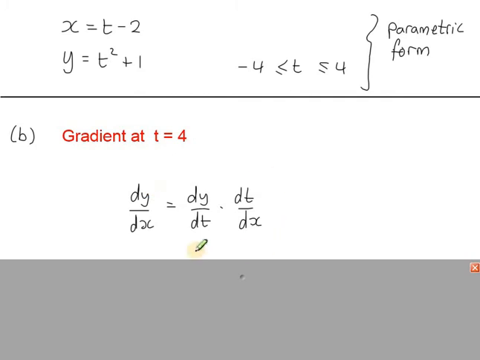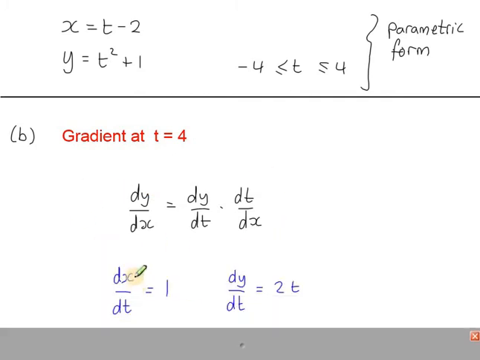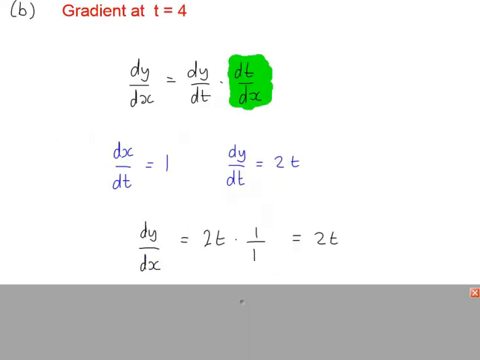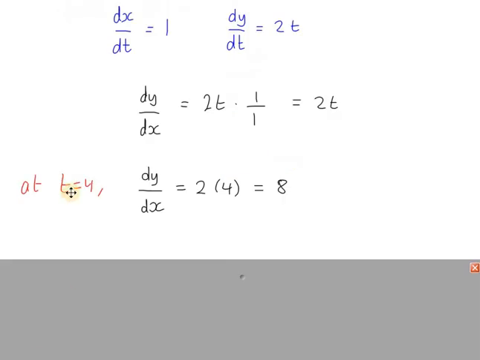So chain rule, dx by dt is 1, if we differentiate this, and dy by dt, if we differentiate this, is 2t. We put them into the chain rule, and be careful with this one, it's not dx by dt, it's dt by dx. So you flip this over and it will give you 1. So dy by dx, when simplified, is just 2t. So to work out the gradient anywhere, we need to know the value of the parameter t. So when t is equal to 4, the gradient on the graph is 8.